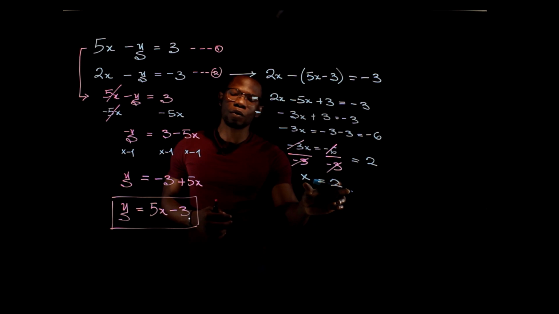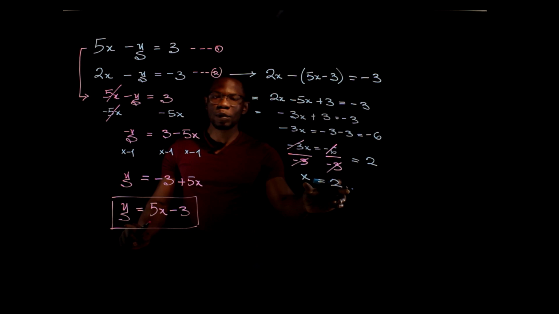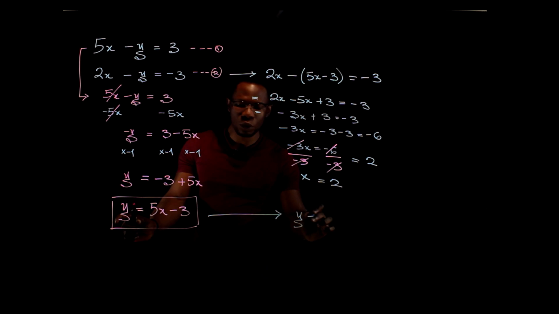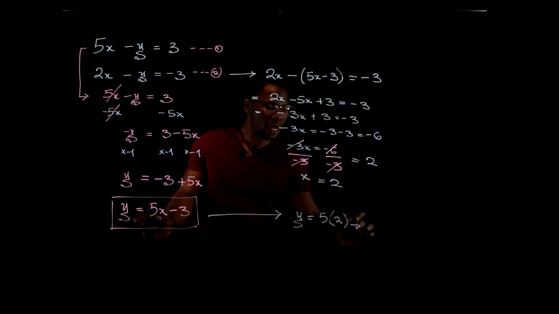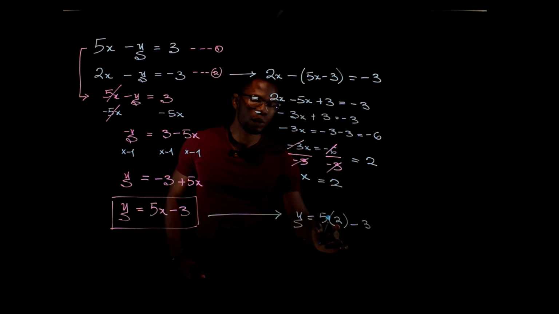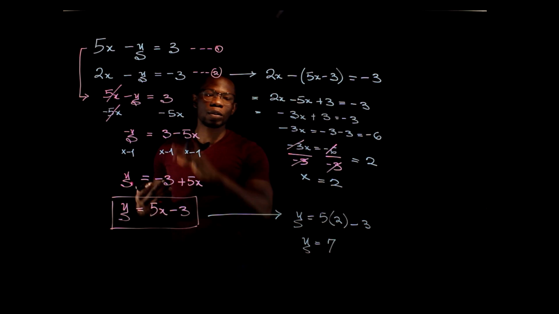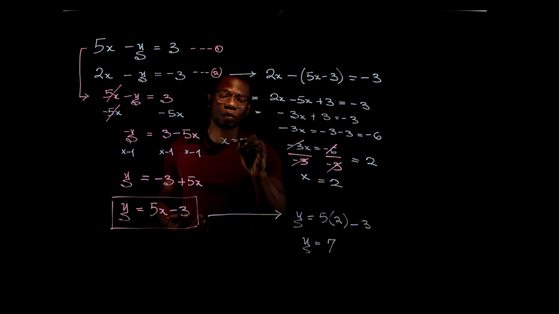Now we have that x is equal to 2, but we have our expression for y here. So all we have to do is take our value for x here and put it in for x here so that we can solve for our y. So then our y becomes y equals 5 multiplied by x is 2 minus 3. So 5 times 2 equals 10, and 10 minus 3 equals 7. So y equals 7. So for this set of simultaneous equations, we have that our x is equal to 2 and our y equals 7.